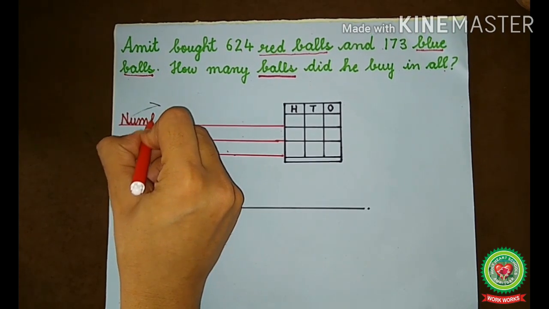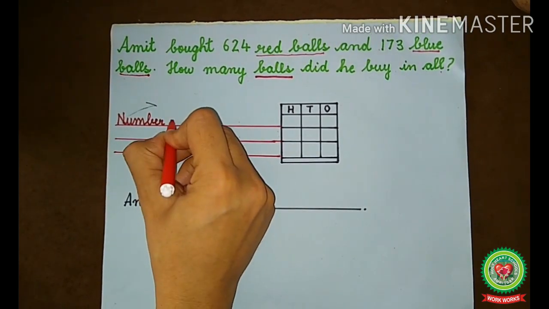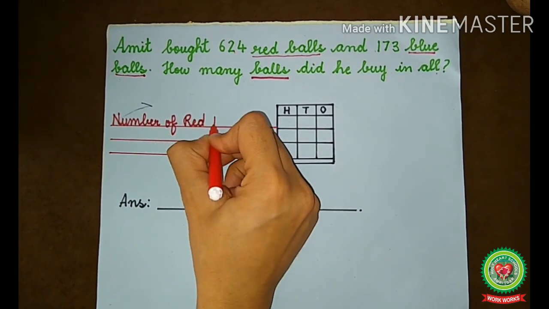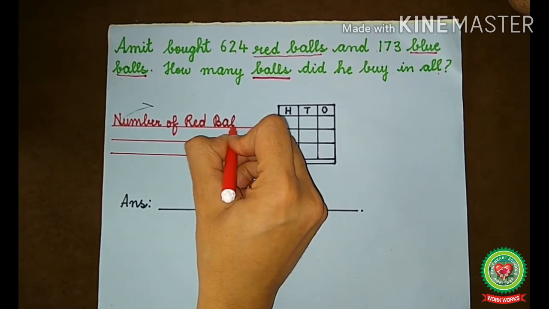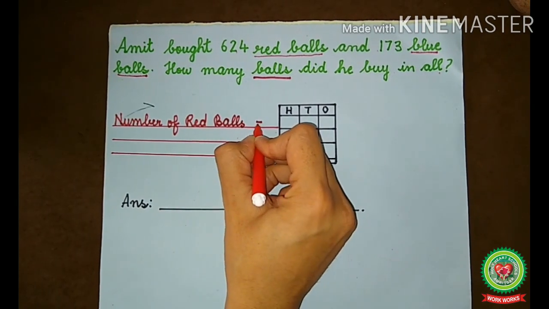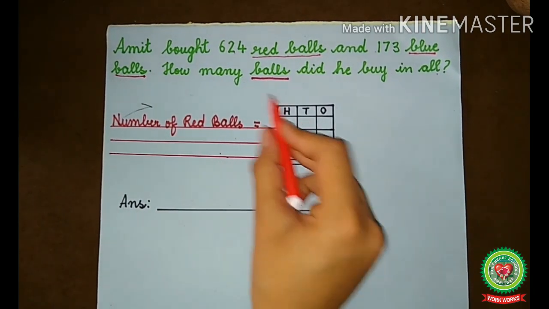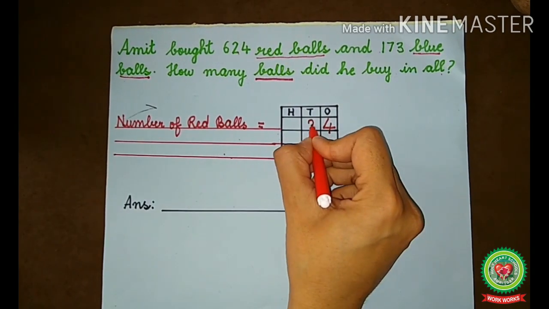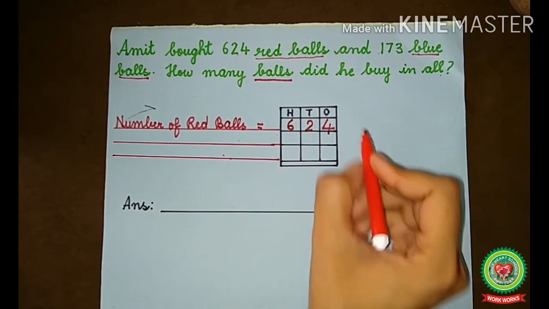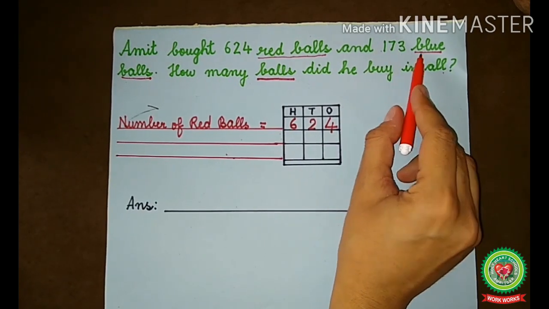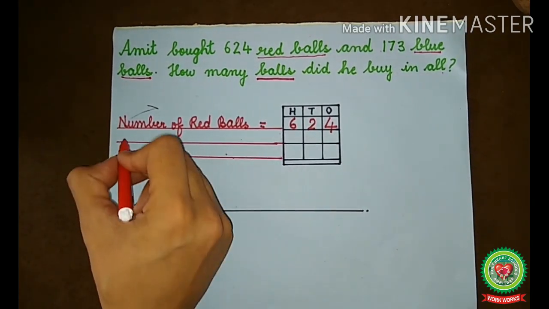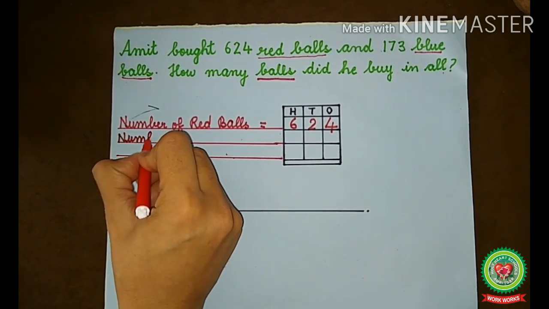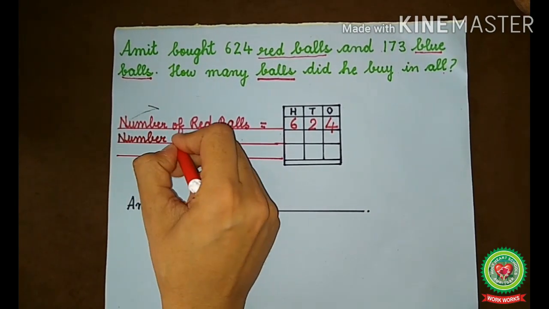First of all, we will write number of red balls. And we will put the is equal to sign. How many? 624. And you know that we have to start writing from the right hand side. Next is and 173 blue balls. So, what will the second statement be? Number of blue balls.